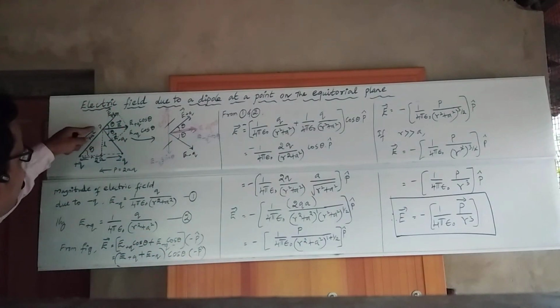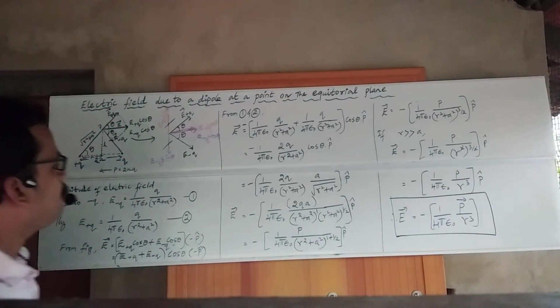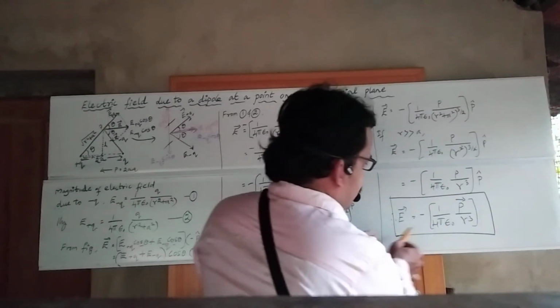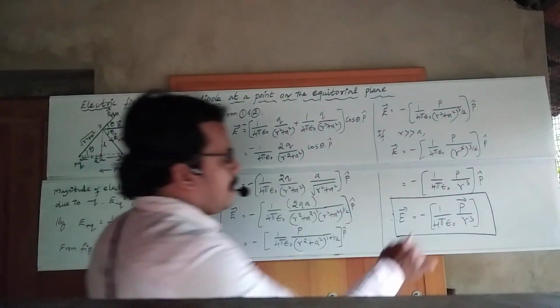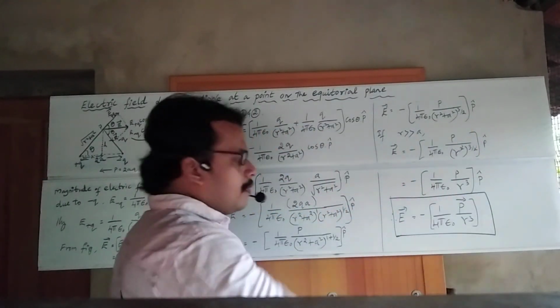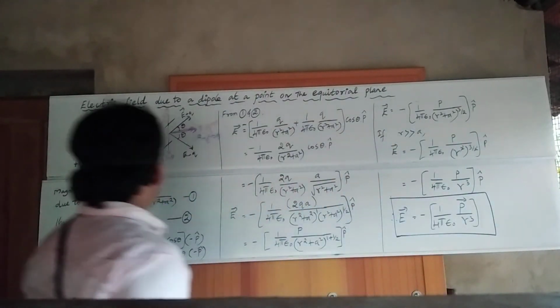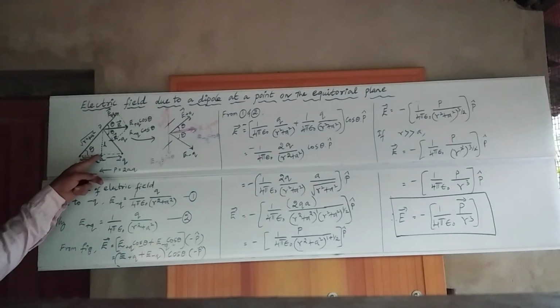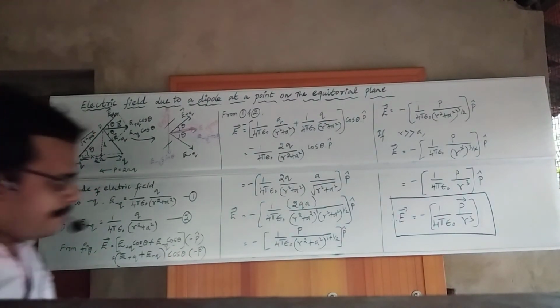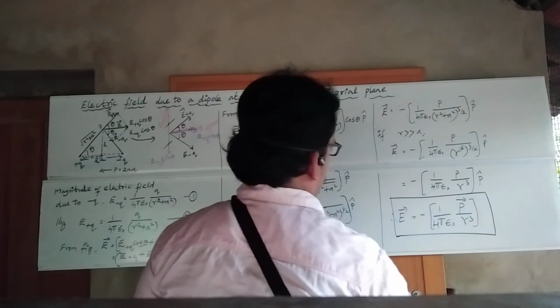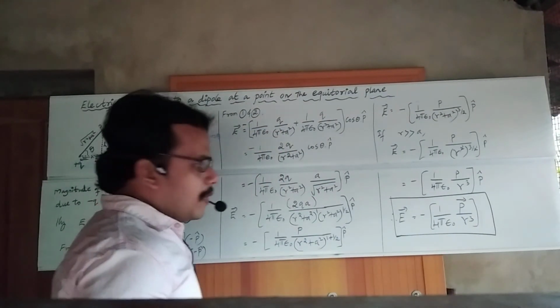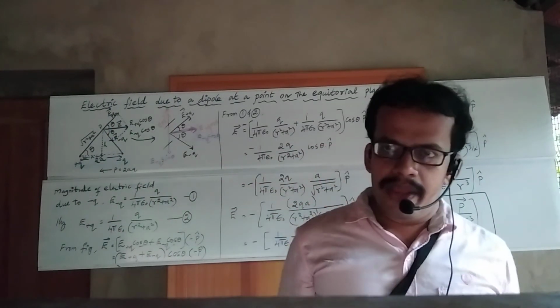Got it? The point is P. At this point, what is the electric field? If you ask, this is the value of the electric field. What is this P? Dipole moment, 2AQ. What is this R? The distance between the center of the dipole to the point of consideration. Okay, all these are constants, 4 pi epsilon naught. So I hope you got it.